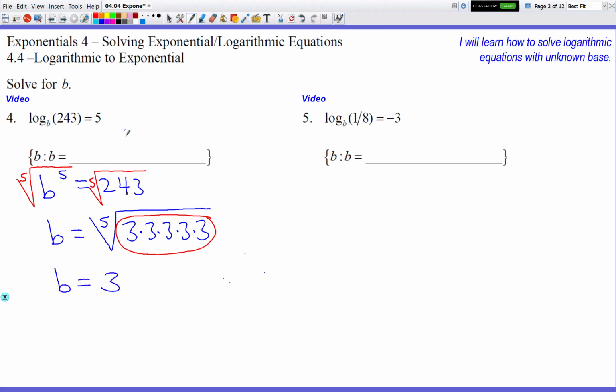Okay, and you're not required to check your answer for this because, as long as you computed correctly, then it should be good to go. It's not going to be a situation like problems 1, 2, and 3 where we're not allowed to have negative numbers. Okay, so don't worry about that. Alright, so that's number 4.